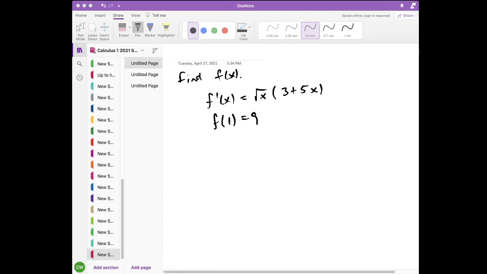Okay, so just had some questions about some homework on antiderivatives. The first question is to find the function where you know its derivative is square root of x times 3 plus 5x, and you know one of the points, the point (1, 9), lies on the graph of f.